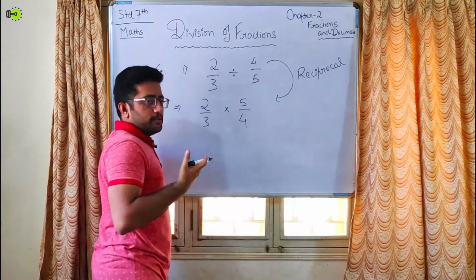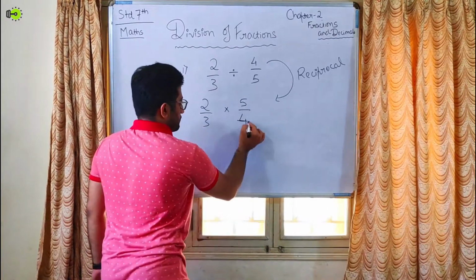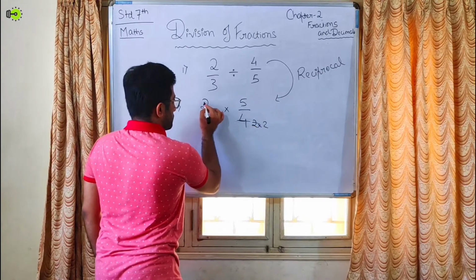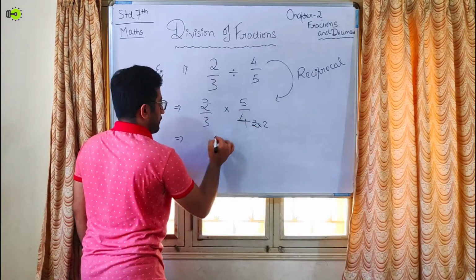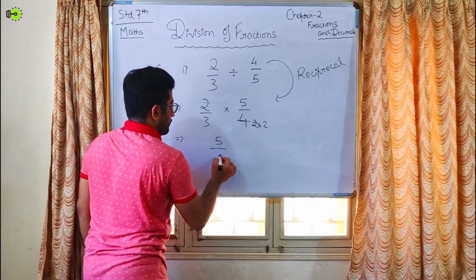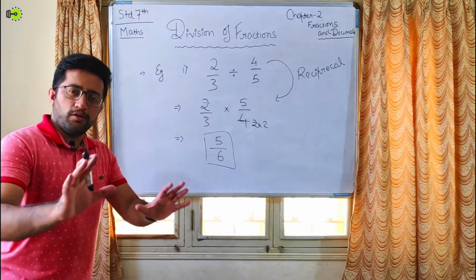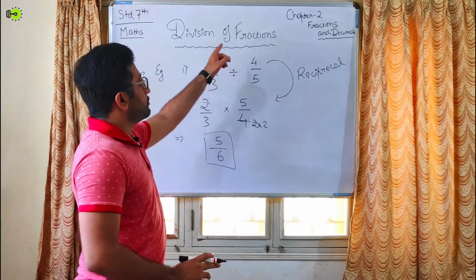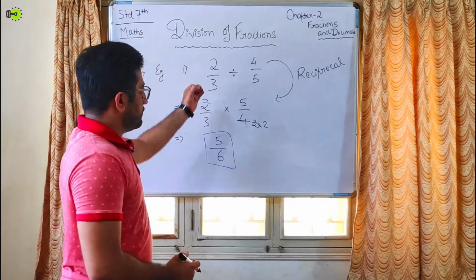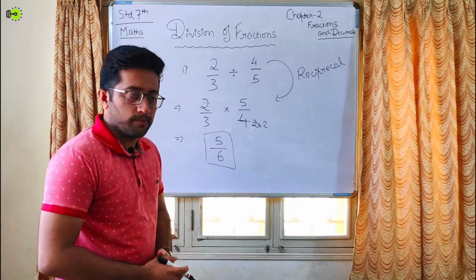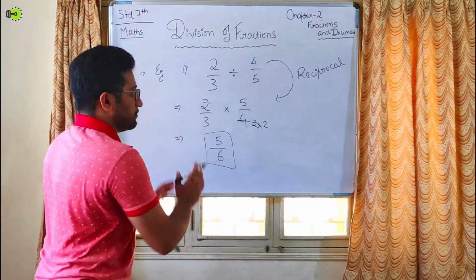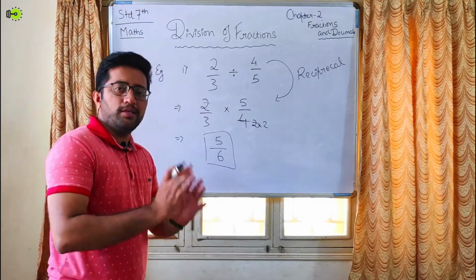Now we'll see whether there is something in common. Yes, this is 2 into 2, so it is cut out. Your answer will be 5 upon, 3 into 2 is 6. Okay, this is a very simple case of division of fractions. Similarly you need to do other sums. So hope you are able to get this. It's a very simple concept, very easy to understand.